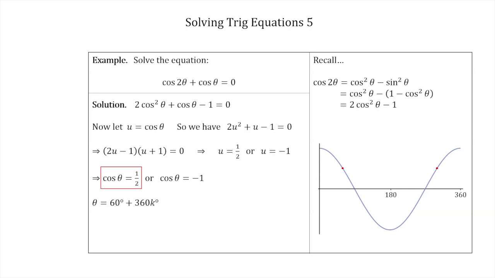Now the graph is symmetrical. We've seen this before. So this red dot is 60. It's 60 above 0. Then this red dot must be 60 below 360. So it's 300. So hopefully you can see by symmetry that if that first red dot is 60, the other one must be 300. You can also think about it that 60 is 120 less than 180. So the second red dot must be 120 above 180, and that would make it 300. So another set of solutions is 300 degrees, again, plus 360 times k, where k is any integer.